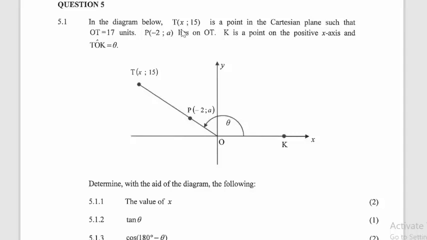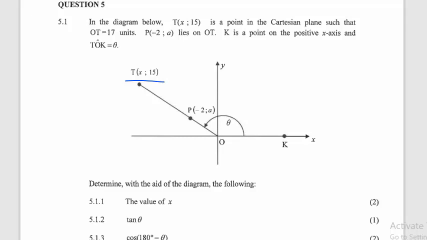In the diagram below, T has points X and 15. Let's start off by indicating on the graph itself. So this is T here, which has points where X is X and Y is 15.